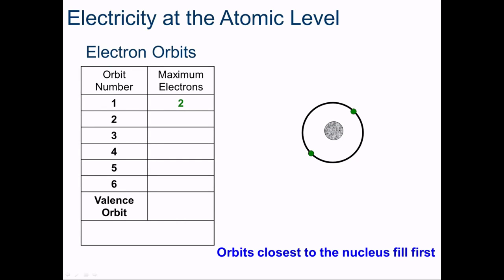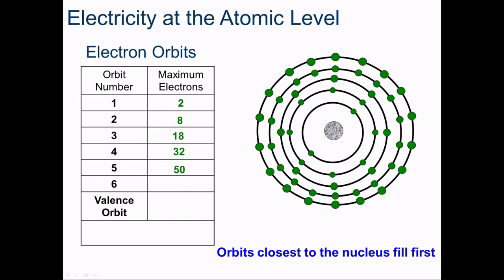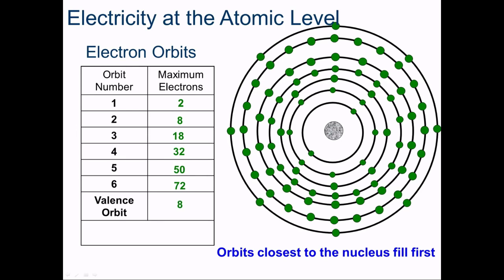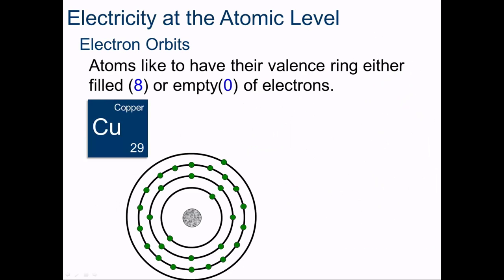So let's look at all the different electron orbitals. The left column is the orbit number. The right column is the maximum electrons that it can hold. So 1, 2, 3, 4, 5, 6 orbitals. In this particular one, it has 8 valence electrons. The orbits closest to the nucleus fill first. Electron orbits. Atoms like to have their valence ring either filled with 8 electrons or empty with 0 electrons.